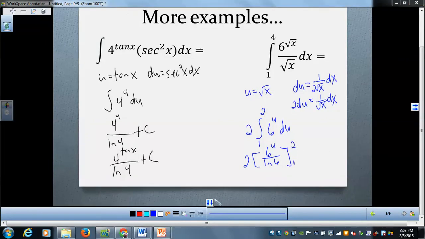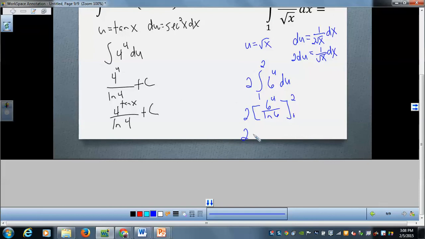Scroll down just a little bit here. So now I'm going to have 2, and then I'll have 6 squared, which is 36 over the natural log of 6, minus 6 over the natural log of 6. And then if I do that, 36 over natural log of 6 minus 6 over natural log of 6 would just be 2 times 30 over the natural log of 6. And then if you just multiply that out, you could end your answer right there. Nice exact answer. So that's going to wrap up our lesson on integrating and differentiating other exponents.